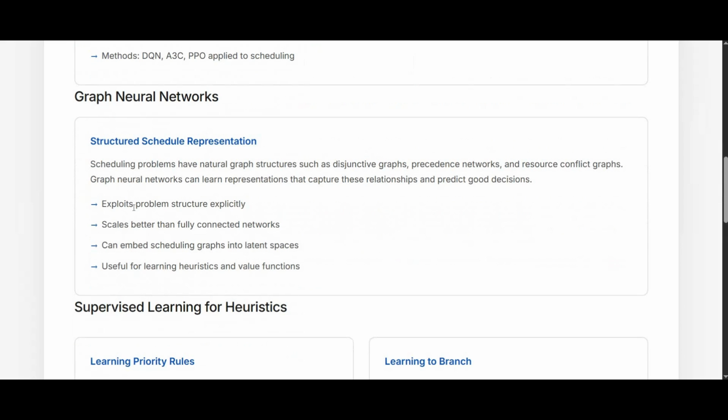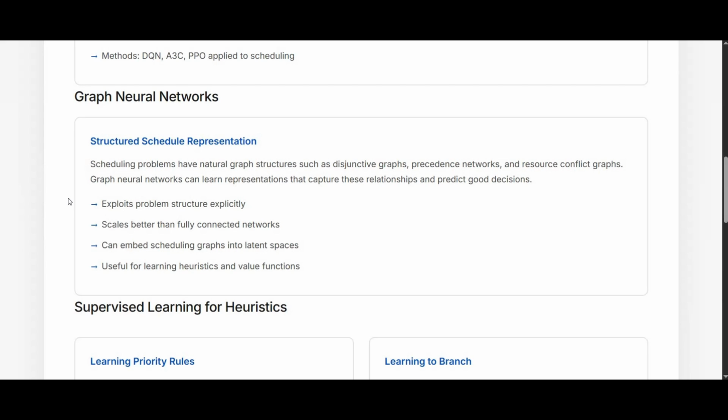Next up, we have graph neural networks, or GNNs. Many scheduling problems naturally form graph structures. Think of disjunctive graphs where nodes represent operations and edges represent constraints like machine order or job precedence. In such cases, GNNs are ideal because they can directly use this structure.